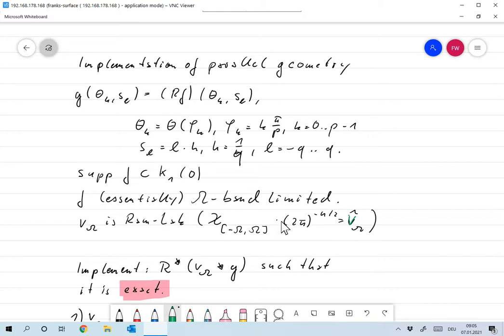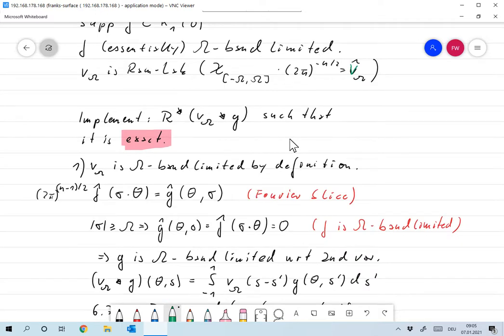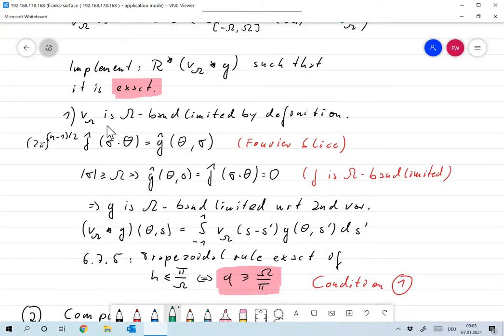We proved all that. Okay, now for the implementation, according to what we showed, we have to compute the back projection of the convolution of small v_omega and the data g. And we want to do this in such a way that the discretization is exact. Now, first of all, v_omega is omega band limited by its definition, right? I mean, v_omega hat is the characteristic function on minus omega to omega times a constant.